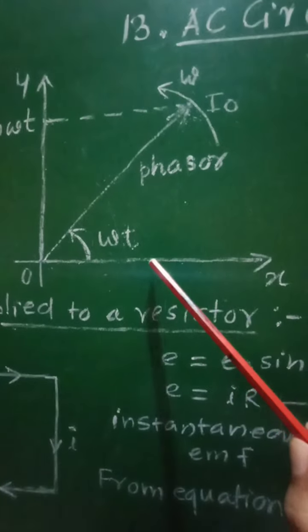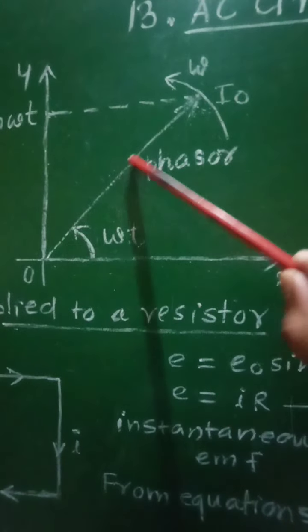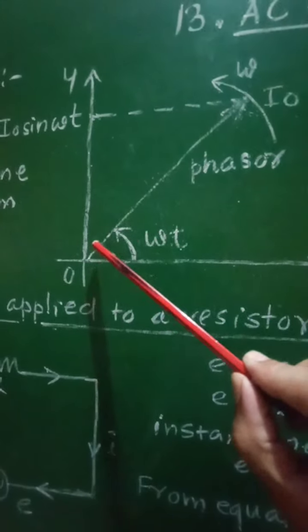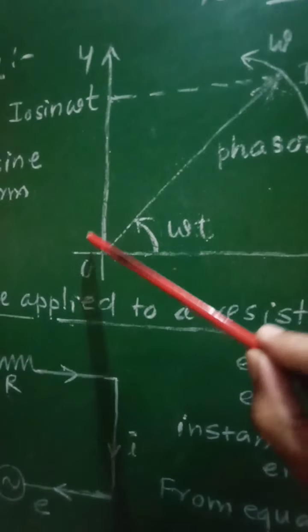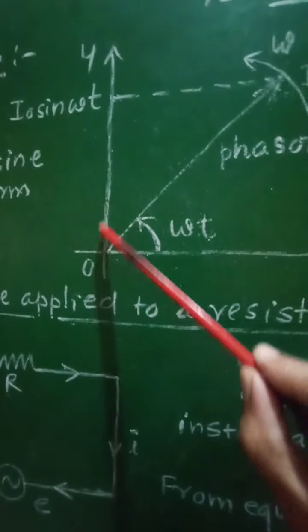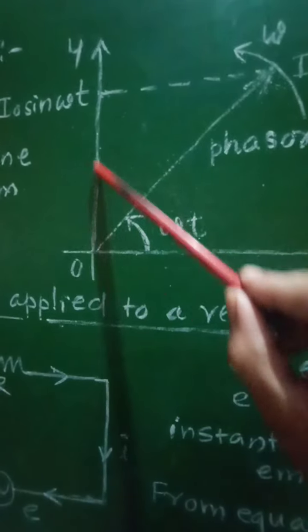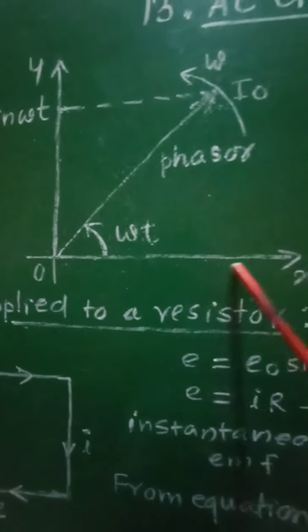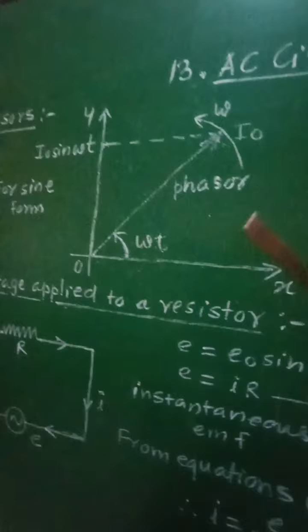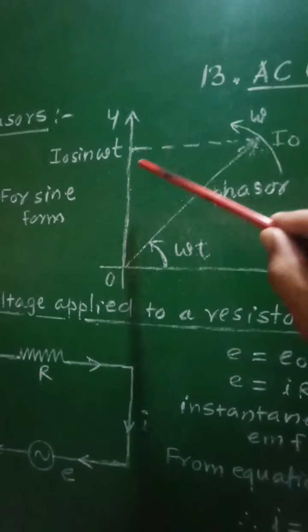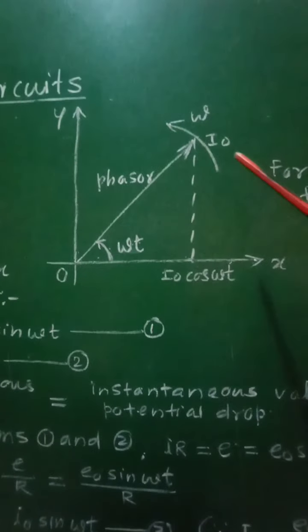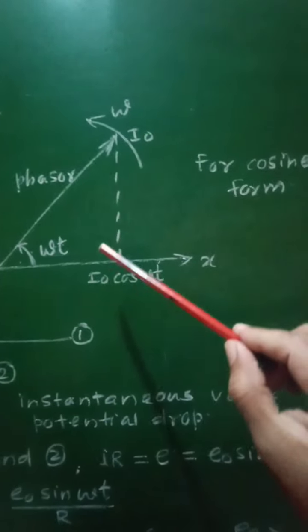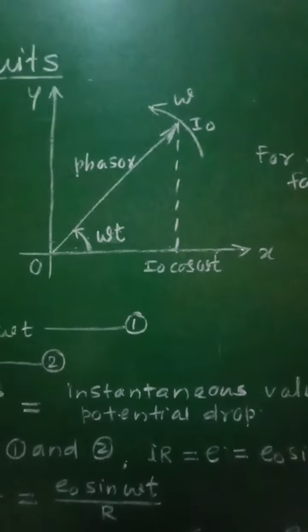That means it is similar to the resolution of a vector into its two perpendicular components. So this phasor will be resolved into two perpendicular components, that is I0 sin omega t and I0 cos omega t. In this way, for sine form, this figure will represent the phasor diagram. For cosine form, this figure will represent the phasor diagram.